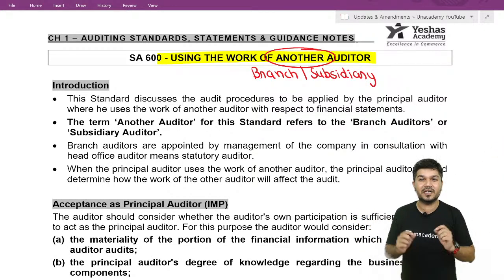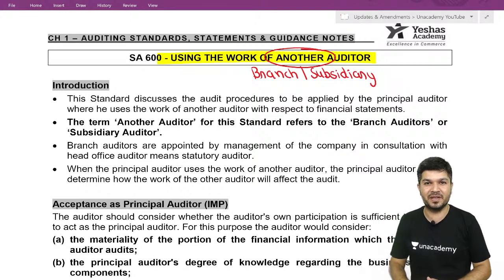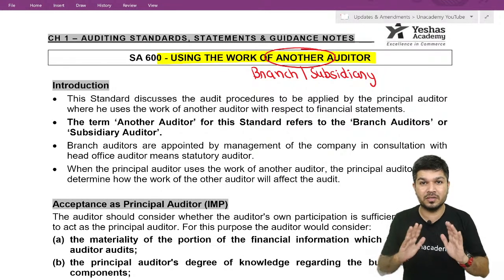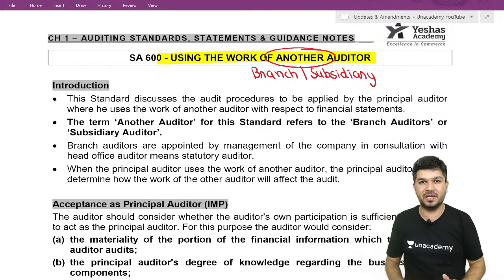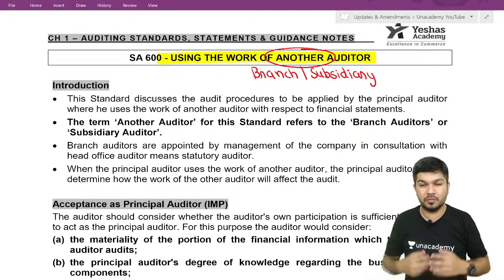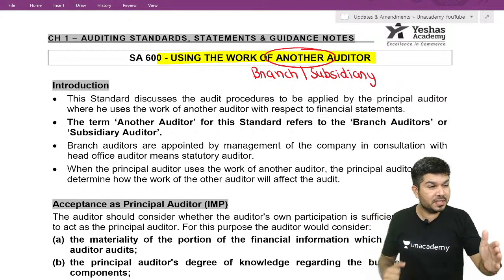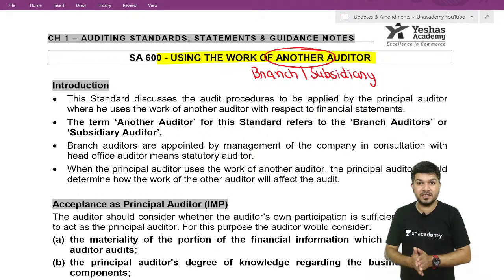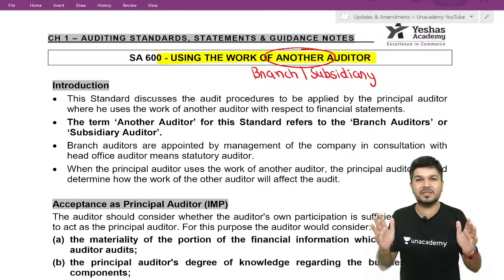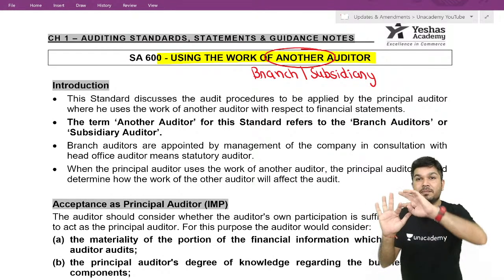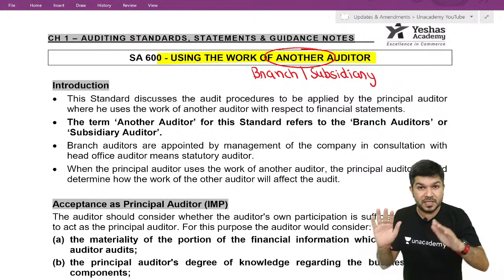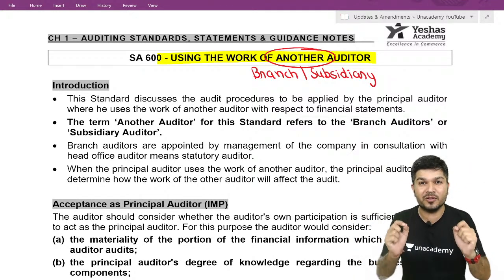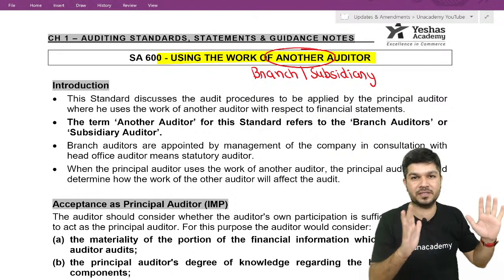Similarly, when you're auditing consolidated financial statements, you will be reporting on the entire group. Now, the parent you might have audited, but subsidiaries are audited by someone else. And in your CFS, how is the CFS prepared? Parent plus subsidiary figures. The subsidiaries were audited by someone else. We will report on the entire group, and will rely on the report given by the subsidiaries' auditor.